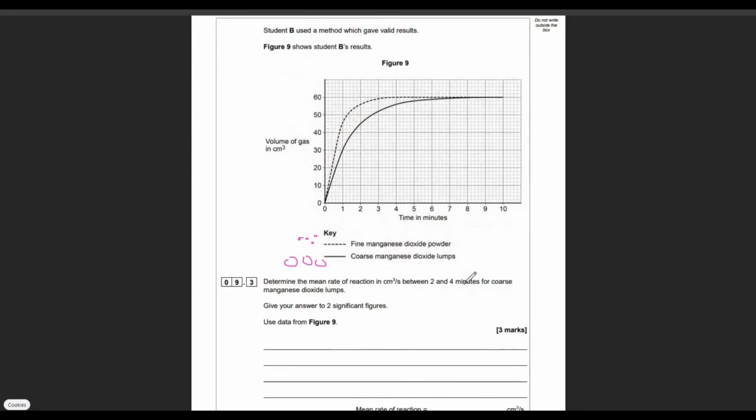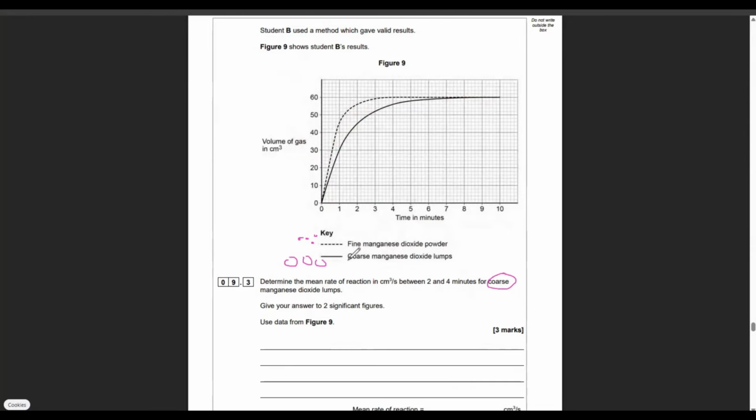9.3 Determine the mean rate of reaction in cm³ per second between 2 and 4 minutes for coarse manganese dioxide lumps. Give your answer to 2 significant figures. Use data from figure 9. Grab your calculator, pause the video and have a go, folks.